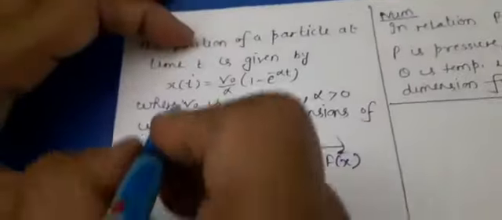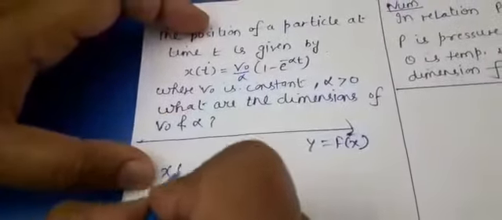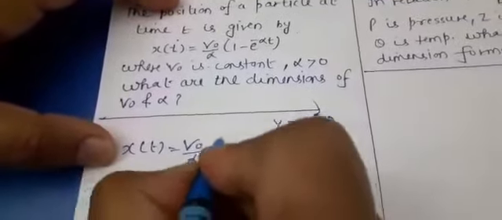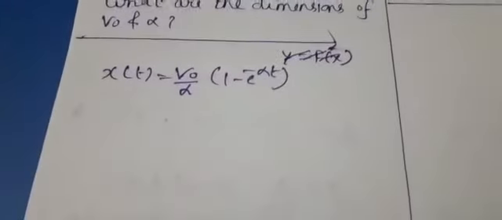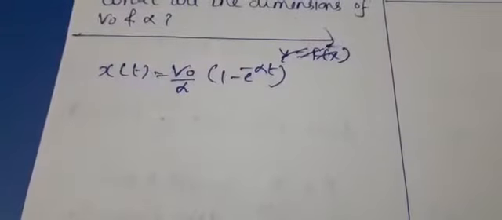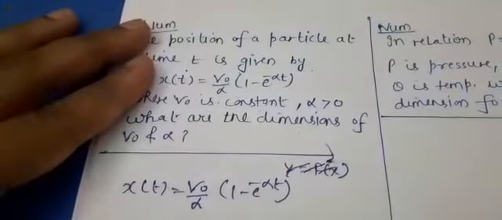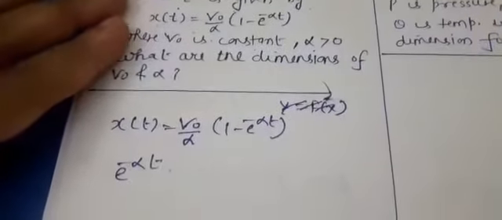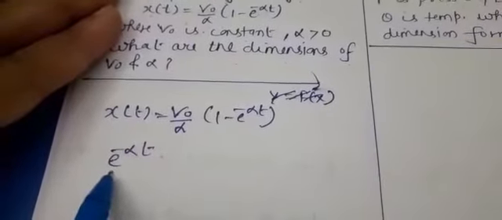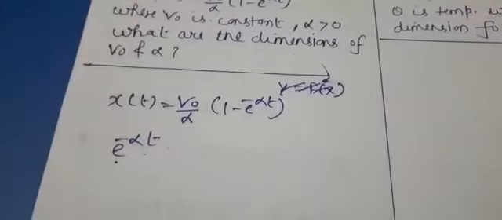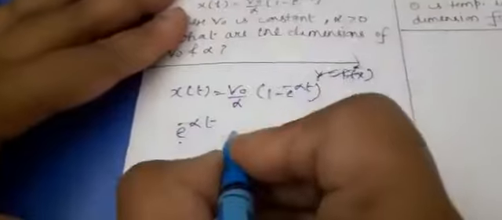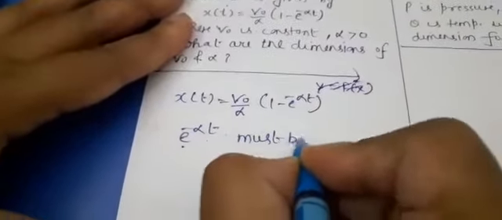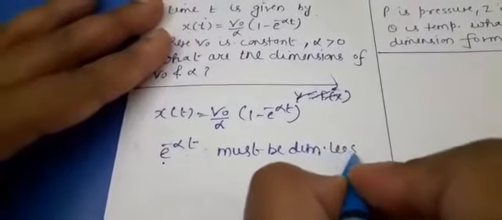See here x is given to be this one. So x is equal to V naught by alpha times (1 minus e raised to the power minus alpha t). Now what to do here? First of all, you have to understand that the power of e, raised to the power minus alpha t, where e is some exponential function, that is an exponential function. It must be dimensionless. Actually it is dimensionless.